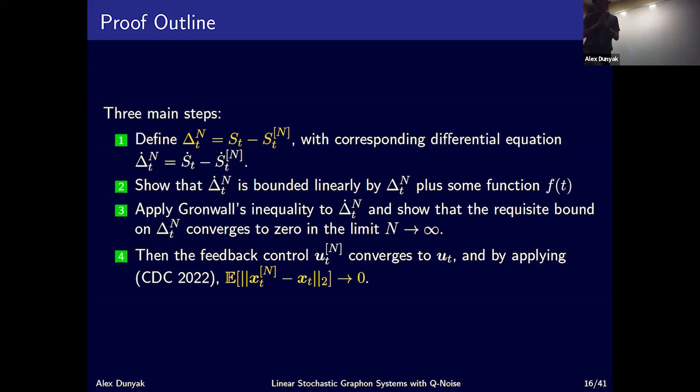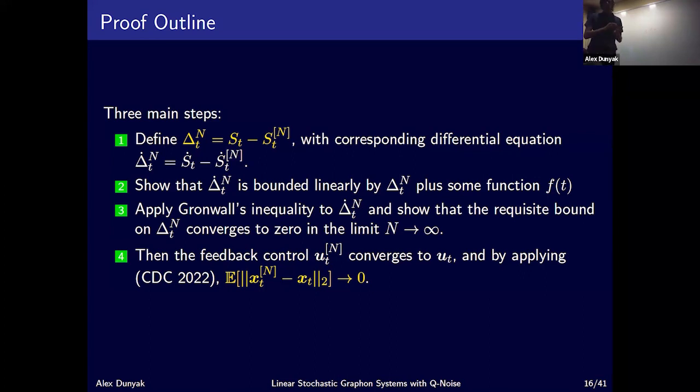So we show that this delta dot is bounded linearly by delta n plus some function f, which is not a function of delta. Then we apply Gronwall's inequality to delta n and show that it gives the required bound on delta n, which converges to 0 as n goes to infinity when you assume the convergence of all the underlying operators.